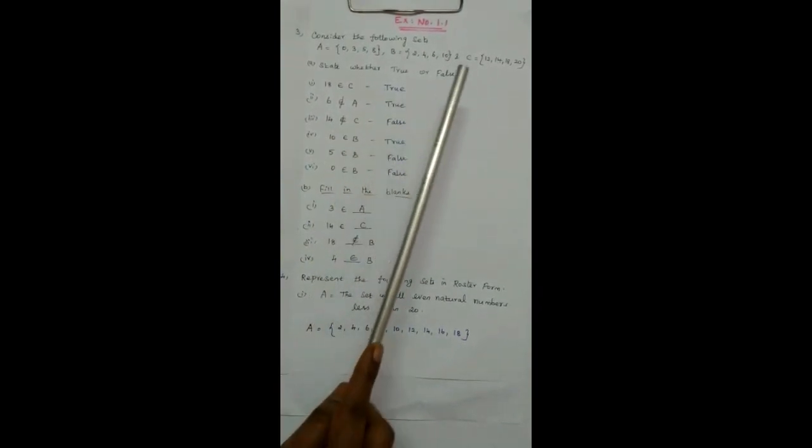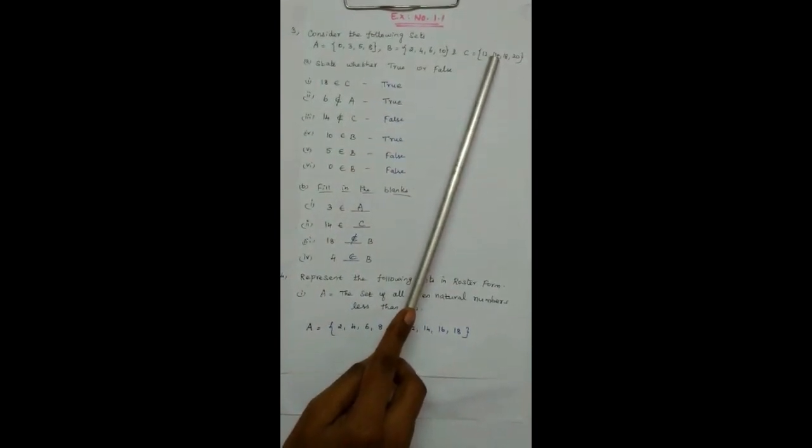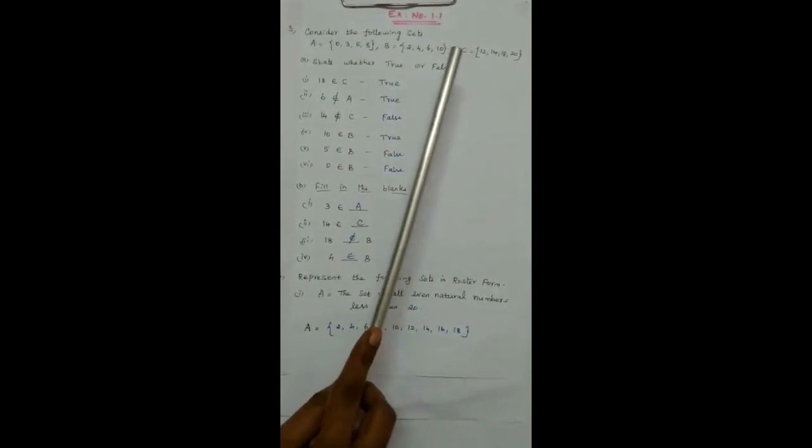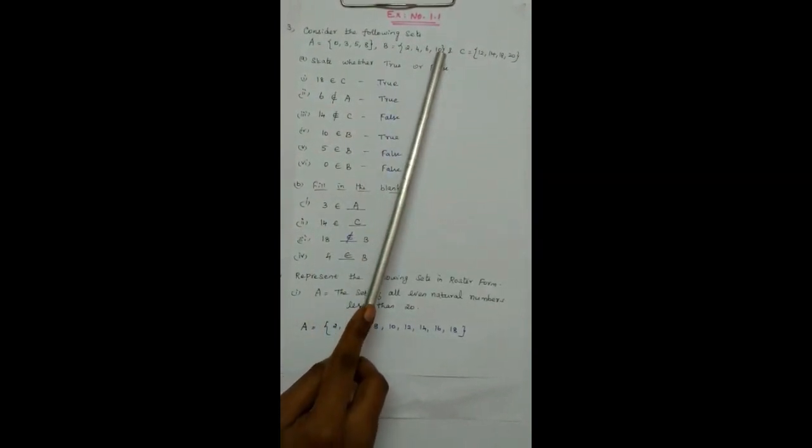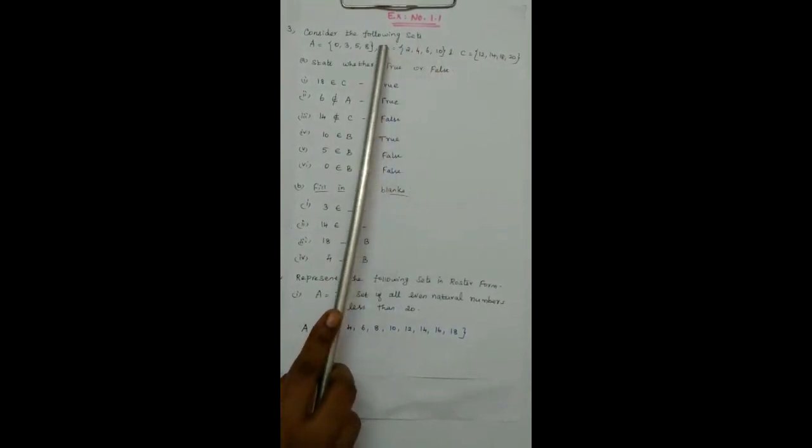Third question. 14 does not belong to C. But 14 is an element of the set C. Therefore, it is false. Fourth one. 10 belongs to B. We will check. 10 is an element of the set B. Yes, 10 is an element of the set B. Therefore, it is true.